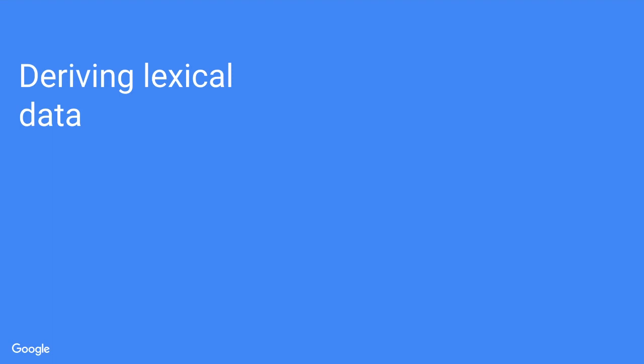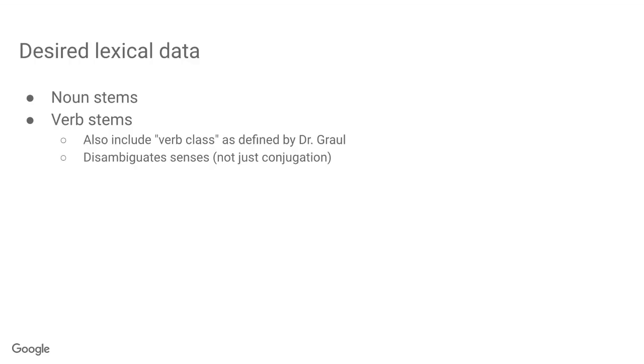Given the challenges and pitfalls of using existing datasets, I decided to derive a lexical dataset for Thumr from scratch. What I wanted in my lexical dataset would be noun stems and verb stems, but I also wanted the verb stems to include a notion of a verb class as defined by Dr. Grau. And those verb class designations indicate not just how to conjugate exactly, but it also helps disambiguate multiple senses for the same verb root.